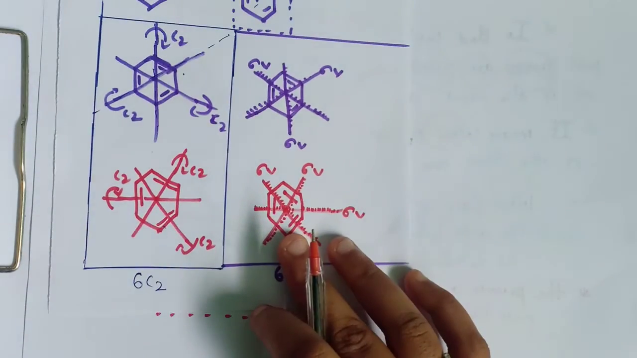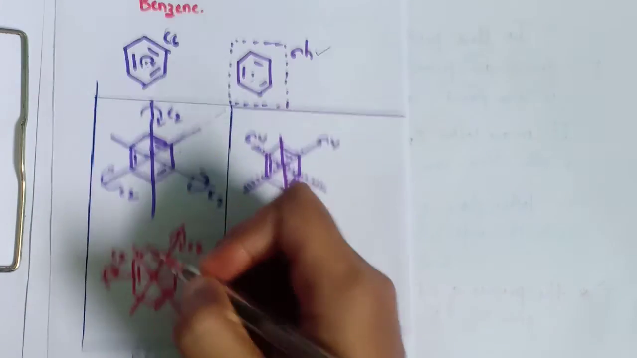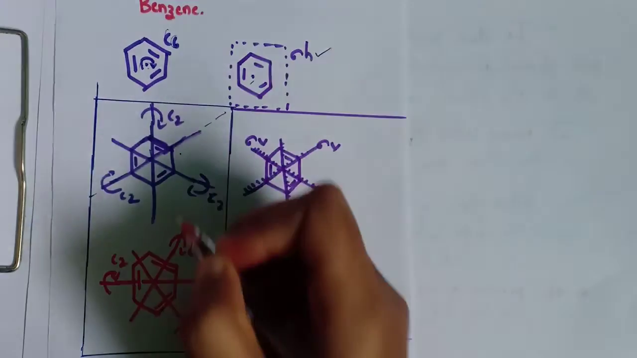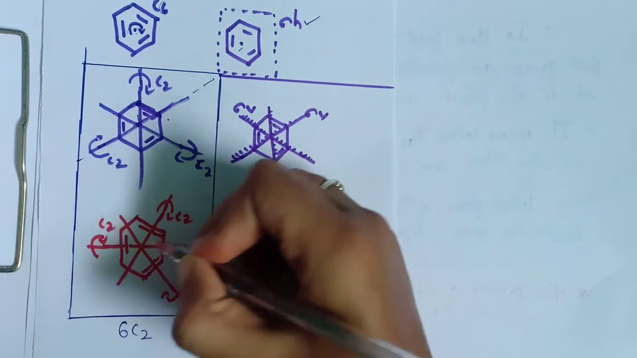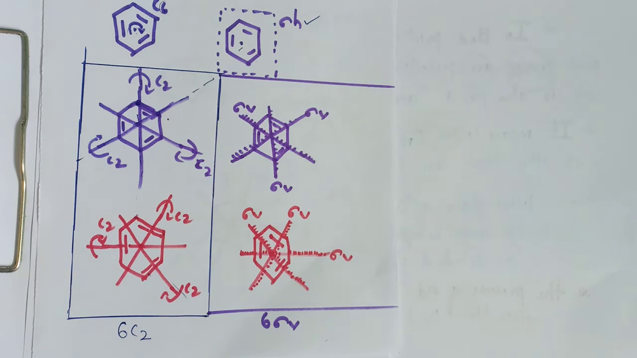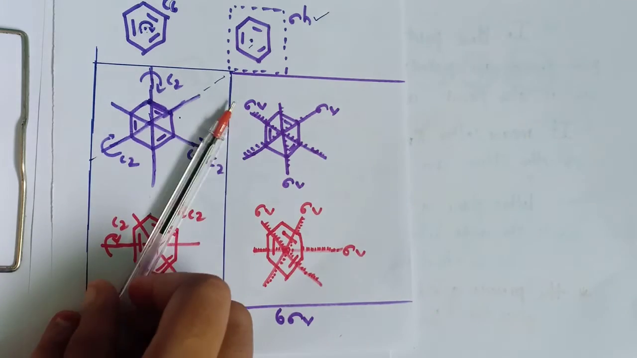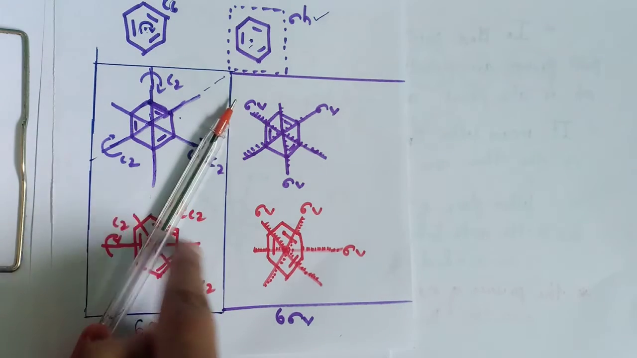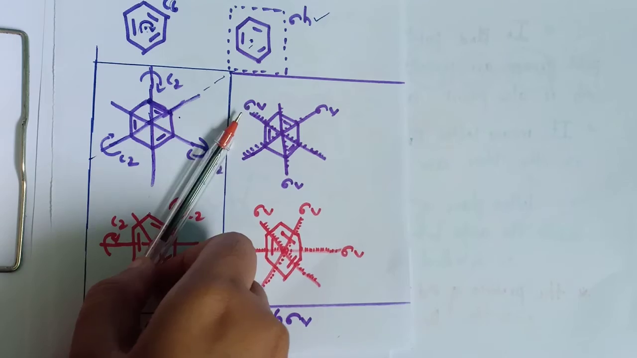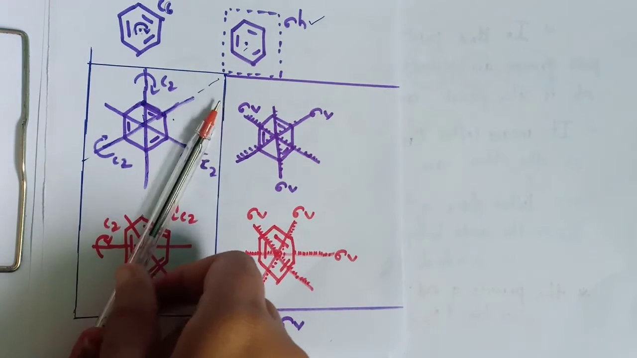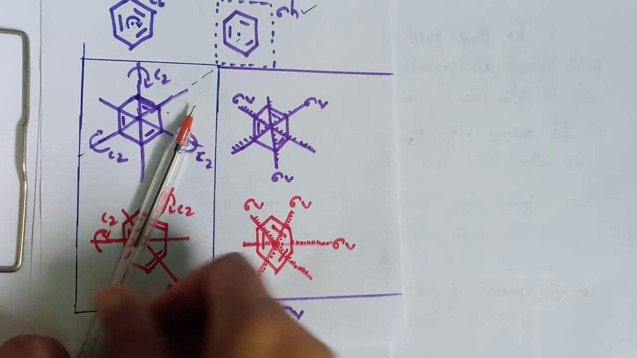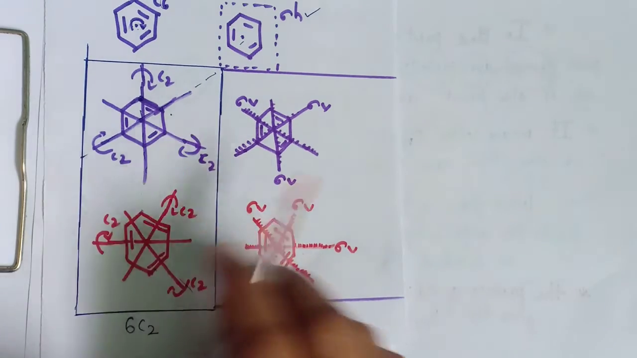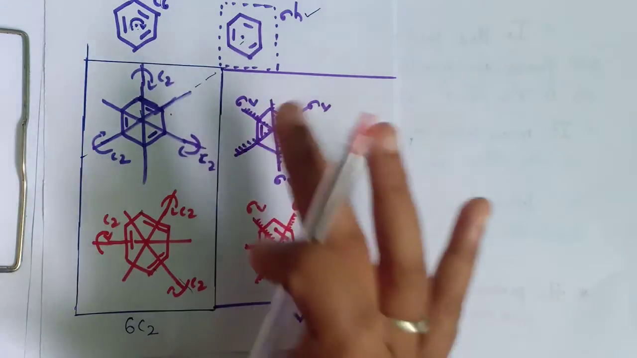And here you can see another C2 axis. This one is passing through these points, whereas this one is passing through the center of these bonds. These are also C2 axes present in this benzene. If I rotate the molecule like this, it is bisecting the molecule into two equal halves. Taking an imaginary axis, this part will come on this side and that part will go on that side, and if I rotate by 180 degrees again, it will obtain its original configuration. So there are 6 C2 present in this benzene.